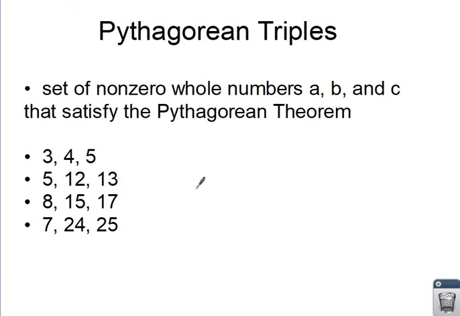Alright, so these are kind of ones that you might want to remember. This one is a carpenter's square. If you work with a carpenter, sometimes they'll use this. I've had a couple kids tell me that before. But some carpenters will use a 3, 4, 5 to square up things. So, you might ask your dad about that.